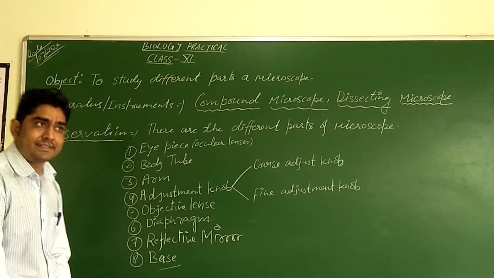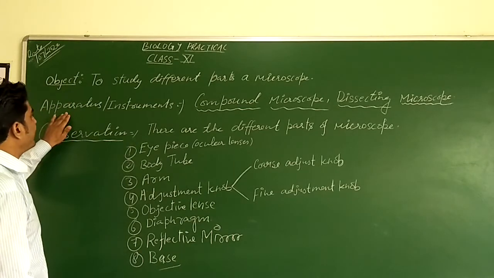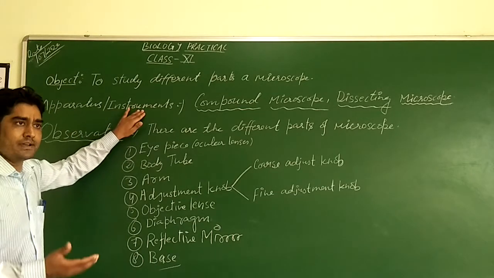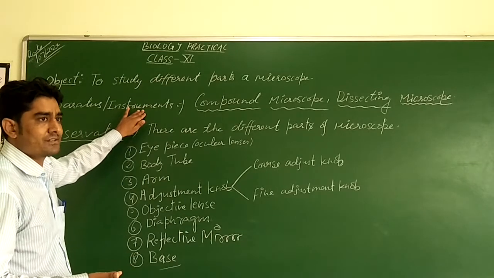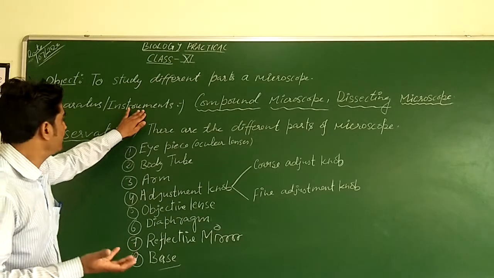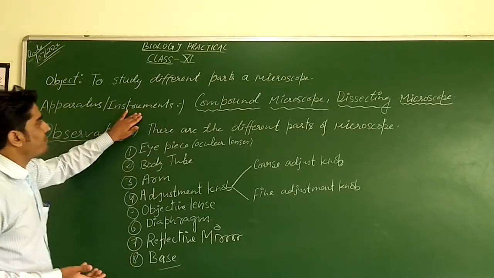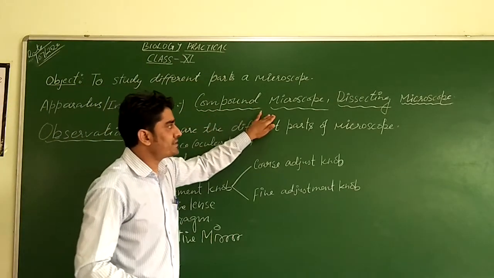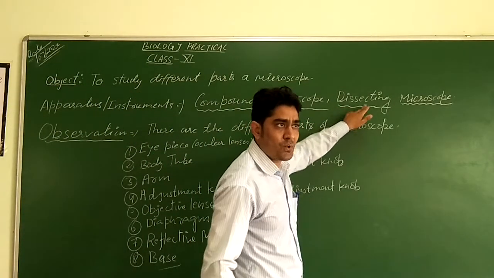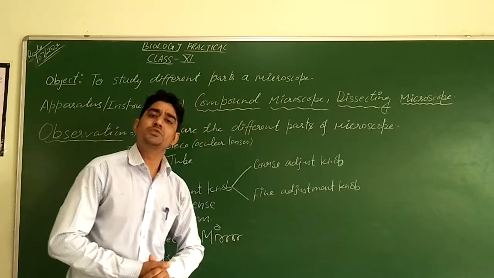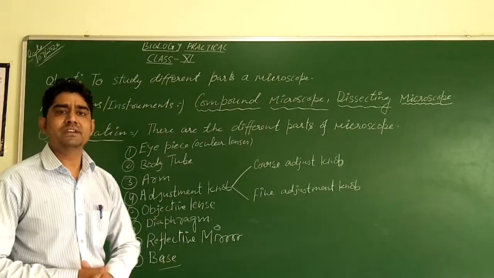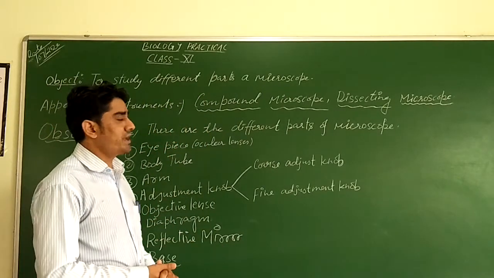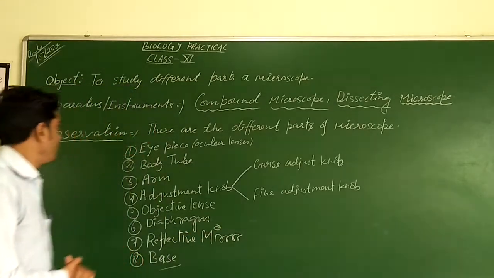Now let's see the second point here, apparatus and instruments. This is what is required for this practical, known as the instruments. The compound microscopes and dissecting microscopes are the requirement of today's practical. These are the equipment which is used in today's practical.